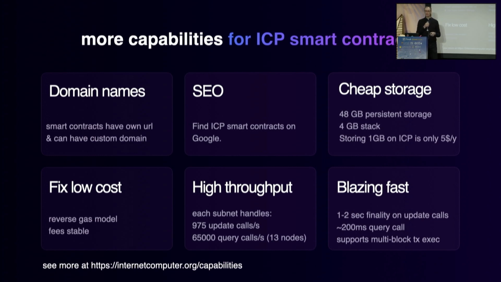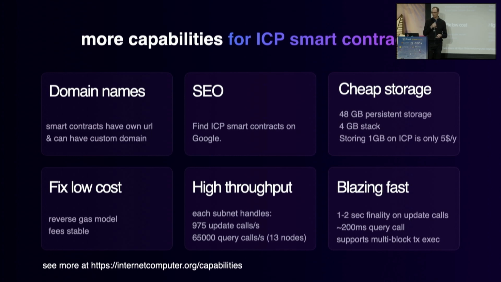ICP offers cheap storage to smart contracts. So first of all, every smart contract has like 48 gigabytes of persistent storage available right now, and it's going to grow. You can have 4 gigabytes of stack or heap. So imagine, no other blockchain can offer that kind of environment for a smart contract. So you're programming really as you would program for a web or cloud service here. And storing is cheap as well. 1 gigabyte costs just like $5 per year. And those costs are fixed and low. They're not depending on the price of the ICP token or any other token. It only can go down as the protocol becomes more efficient.